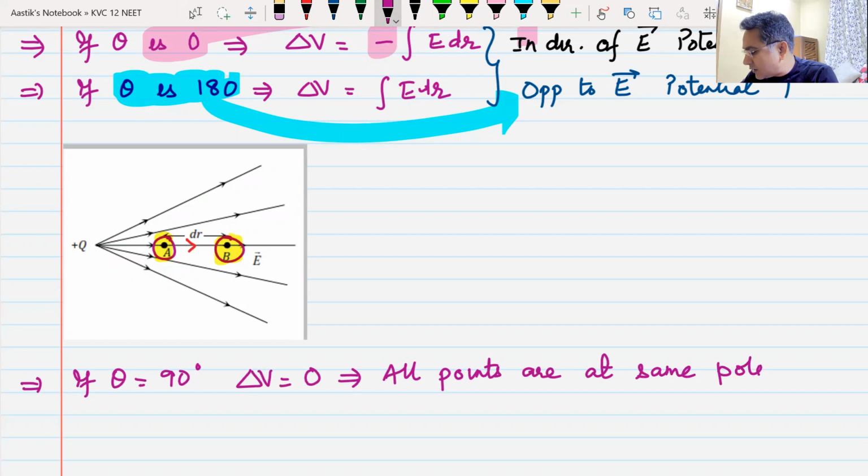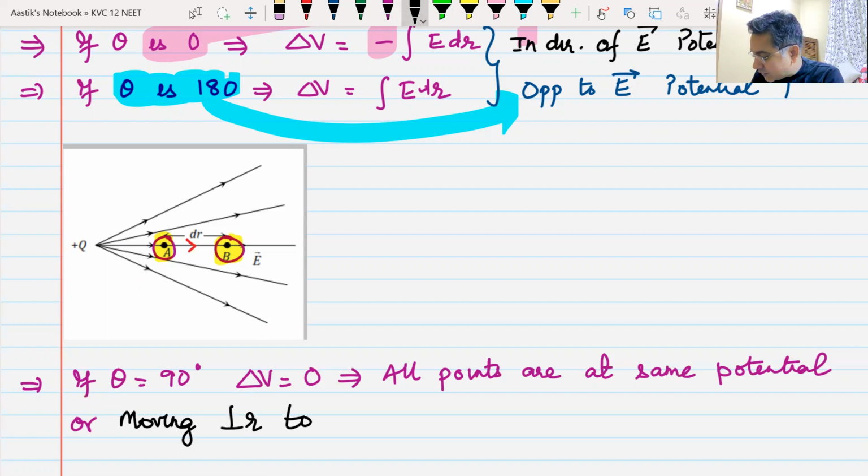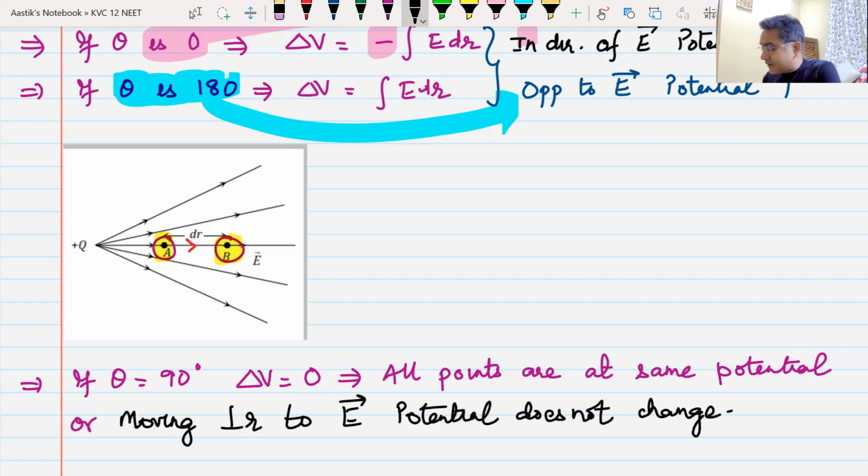All points are at the same potential. Or you can say, moving perpendicular to the electric field, potential does not change.